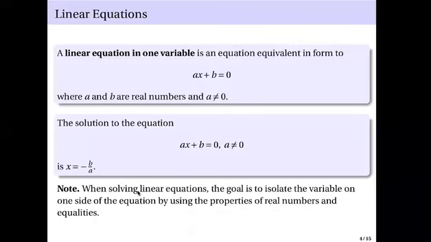So, when solving linear equations, the goal is to isolate the variable on one side of the equation by using the properties of real numbers and equalities. So, we isolate on one side of the equation the variables, and then on the other side, the constants. And we can do that by using the properties of real numbers and the equalities.